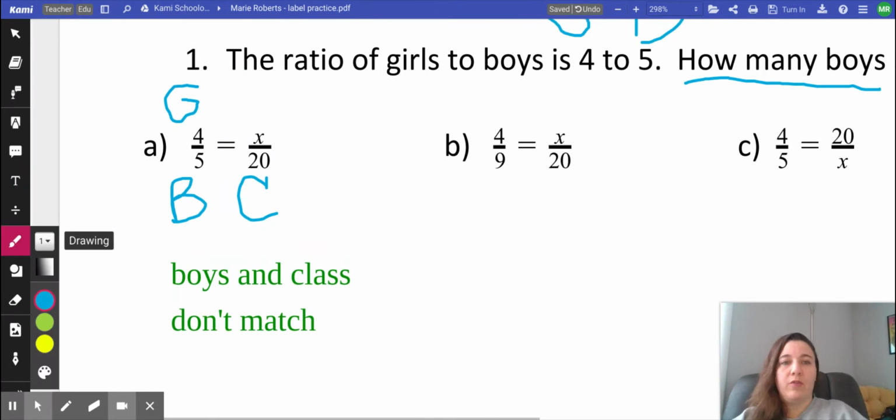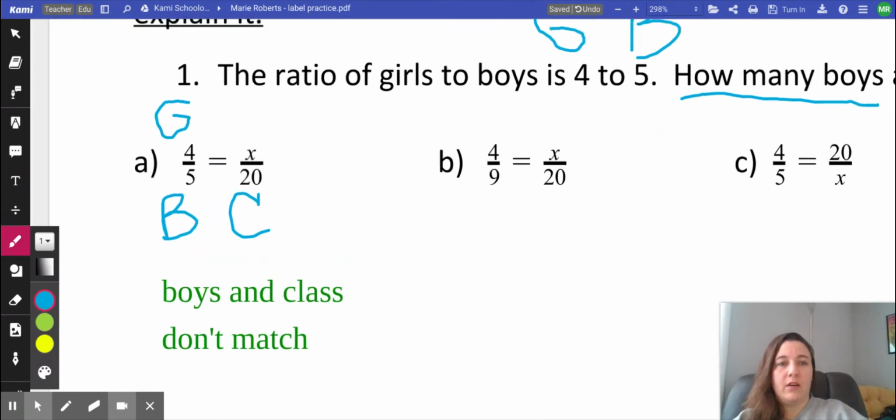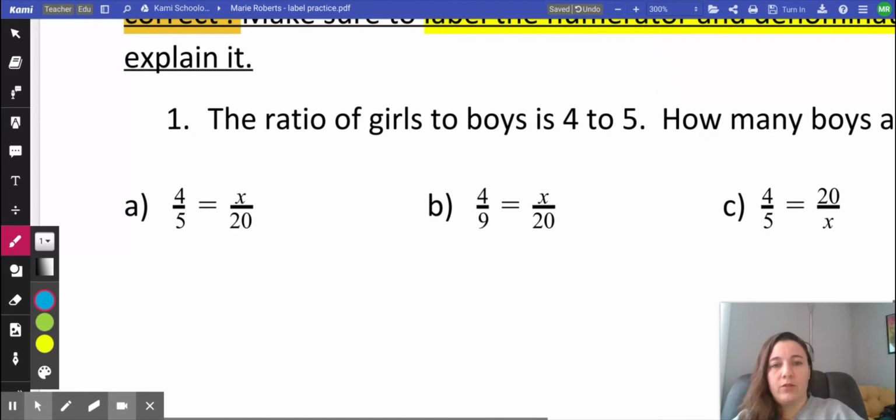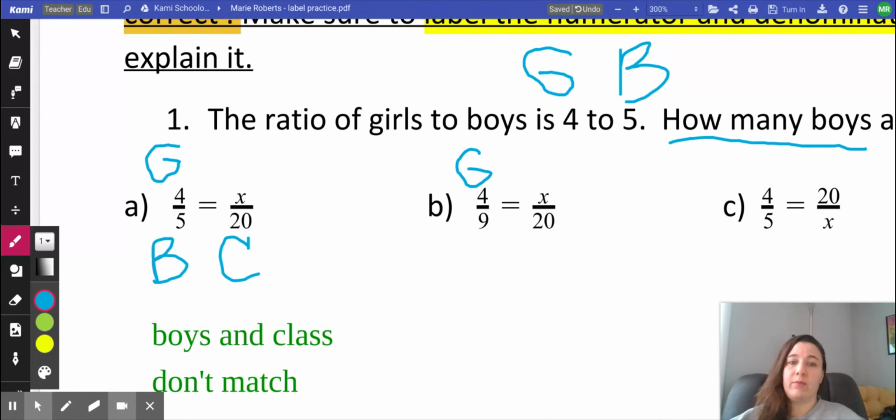So 4 goes with girls. This is why labeling is important, because when you label, if the things don't match, then you won't get the right answer. So 9, where does 9 come from? 4 and 5 together make 9.